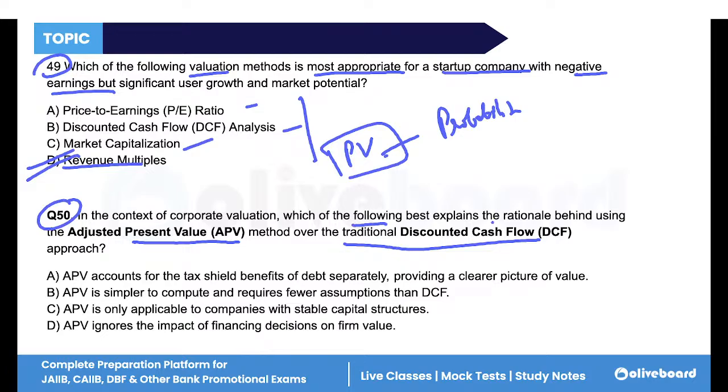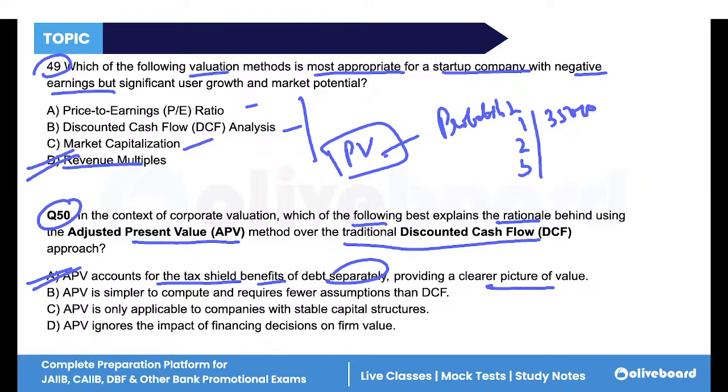Which of the following best explains the reason behind the adjusted present value over traditional DCF? Why we use adjusted present value? Just for the tax shield benefit of debt separately, it provides a clear picture of the value of the firm. That is why if the probabilities are there, it means that if in the first year you are receiving 35,000, the net present value you have to calculate.